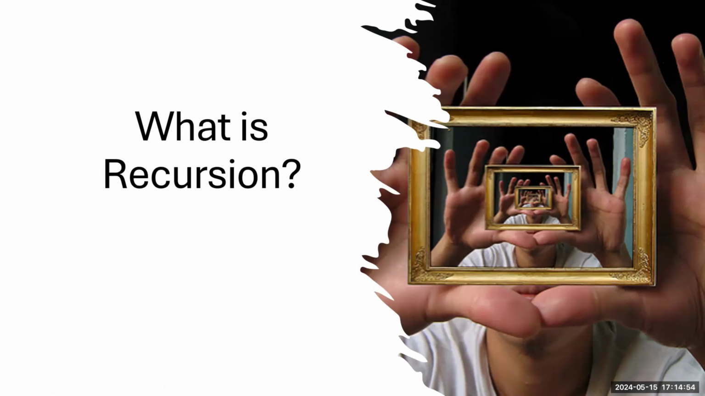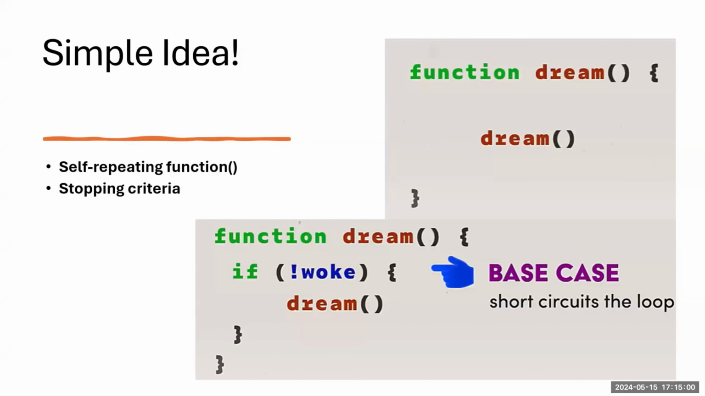So let's get started. Imagine you are dreaming inside your own dream. Let's implement it. You can write a function called dream and try to convert it into a self-replicating function by calling the function inside its own definition. However, there's a problem. It can go into an infinite loop, which is undesirable. So let's convert it into a desirable form by including another thing, which is called a base case.